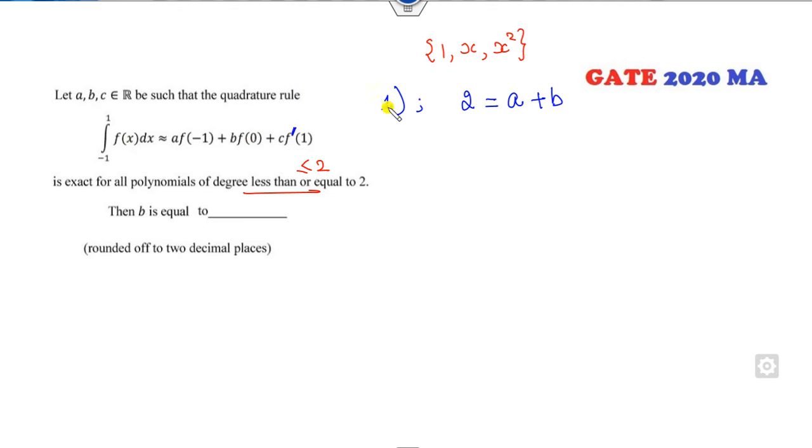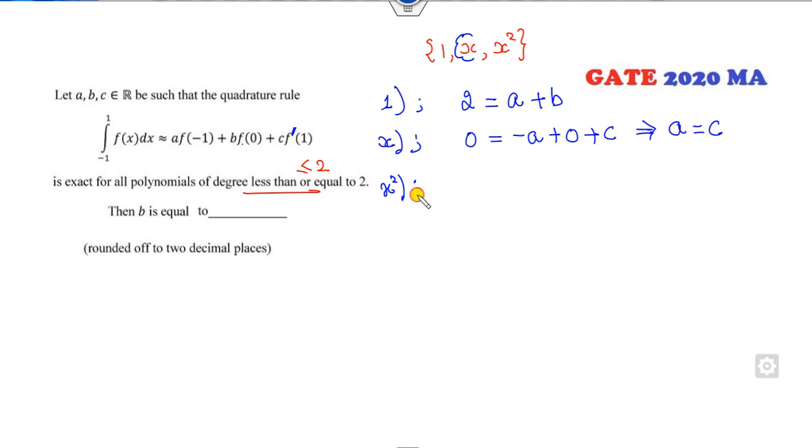What is the derivative of 1? 0. So a plus b is there. Next, if I consider this is my x, on the left hand side integration of the odd function is 0. This is minus of a, this is 0, and this is the derivative. What is the derivative of x? It is 1. So the answer is C. So from here you can see a is equal to C.